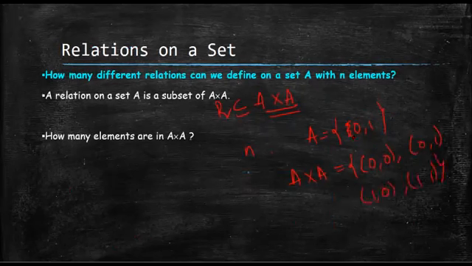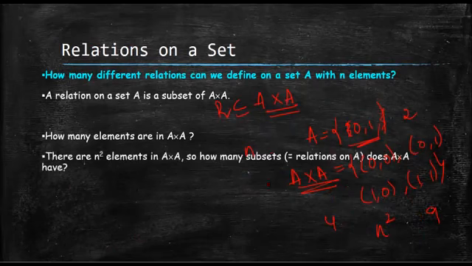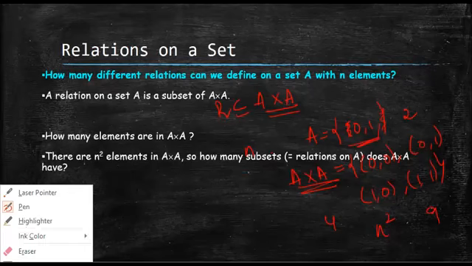Now in this case, if you notice, there are 2 elements in A and A cross A has 4 elements. So basically it will be n square. If we have 3 elements, then you will have 9 elements in the Cartesian product A cross A. There are n square elements in A cross A.